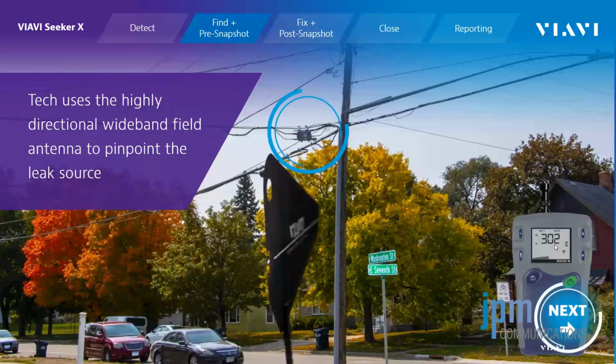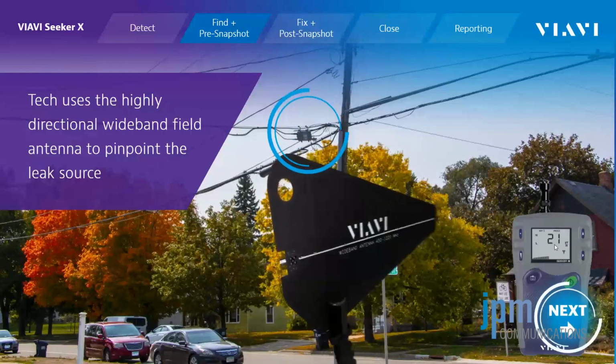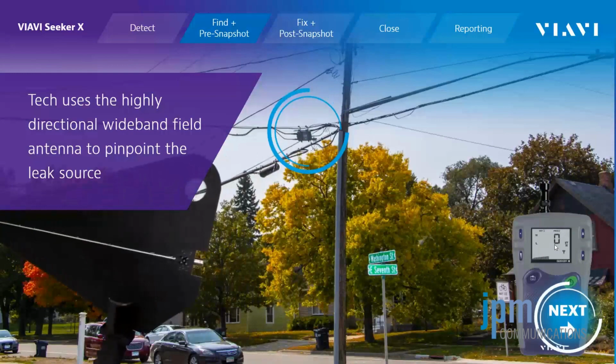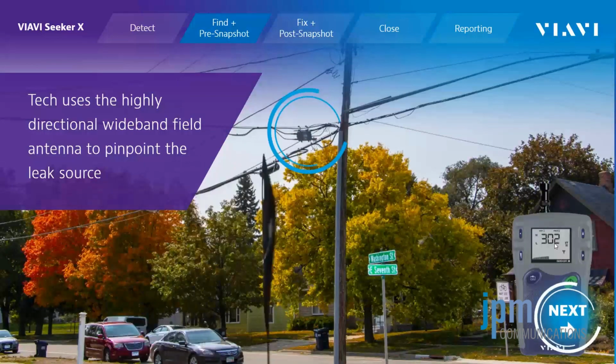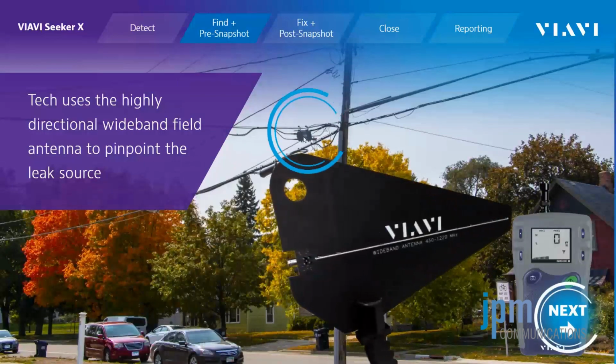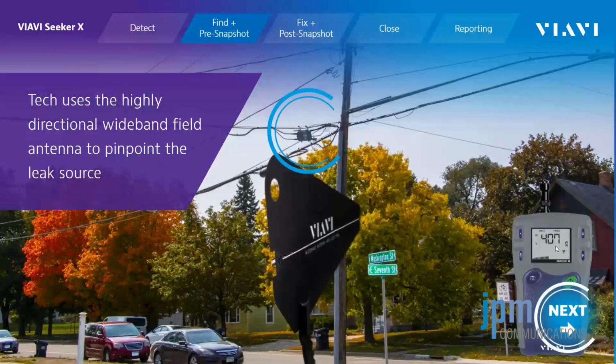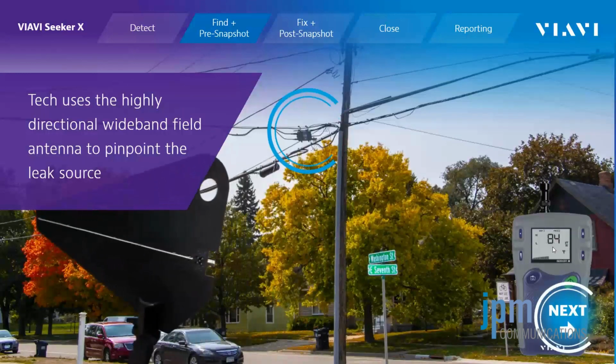And if you look at the level on the meter, as you're panning this antenna across the perimeter or in front of a person, you can see when it is pointing directly at the leak, it peaks at its highest value, and then as you move away, the level drops.